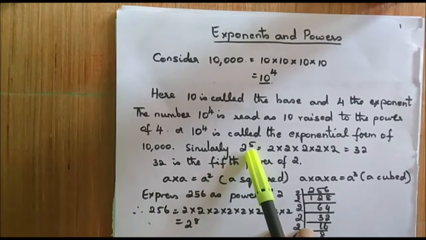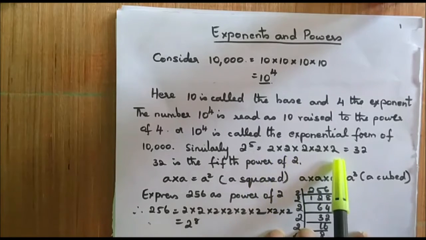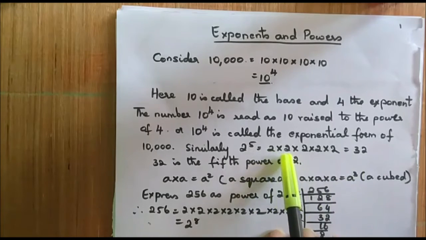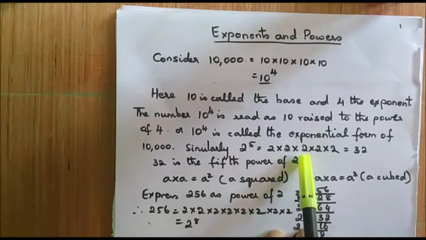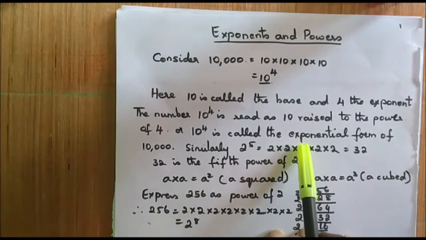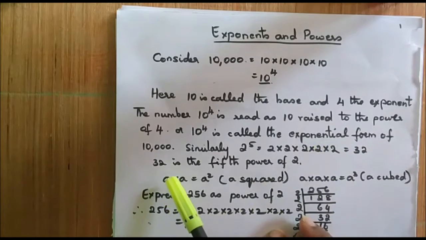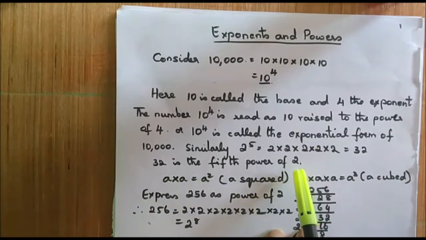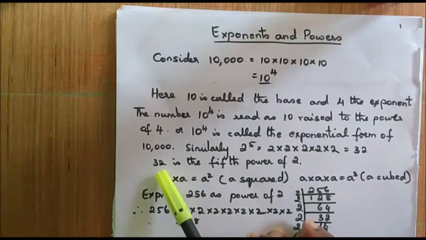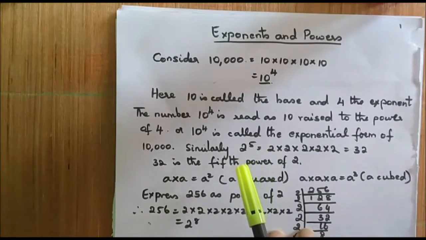Similarly, 2 to the power 5 can be written as 2 into 2 into 2, 5 times, which is nothing but 2 into 2 is 4, 4 into 2 is 8, 8 into 2 is 16, 16 into 2 is 32. Therefore, 32 is the fifth power of 2, or 32 can be expressed in the exponential form as 2 to the power 5.